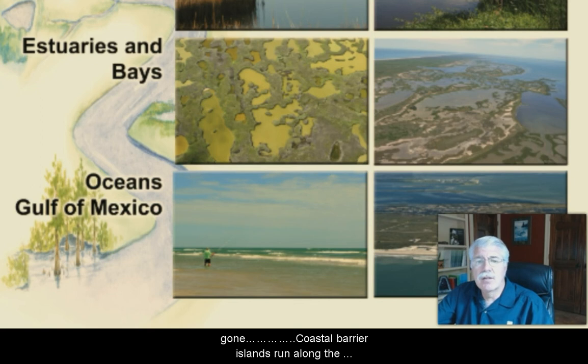Coastal barrier islands run along the entire coast. These long, narrow islands block direct flow of fresh water to the ocean. Now, this creates productive estuaries and helps protect bays and shorelines during hurricanes and storm surges. Barrier islands host fascinating, yet sometimes very fragile ecosystems.